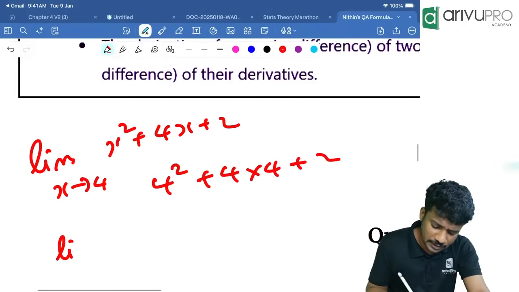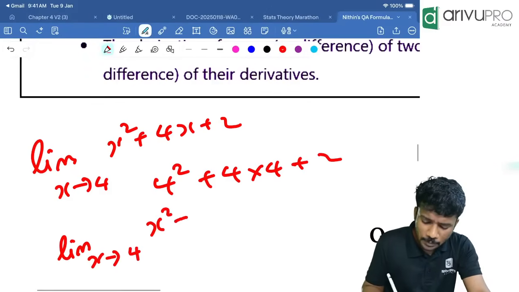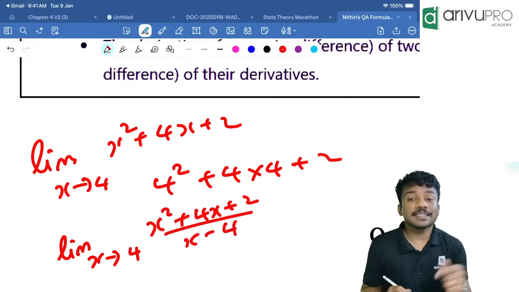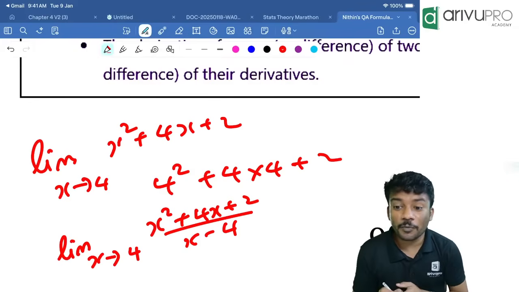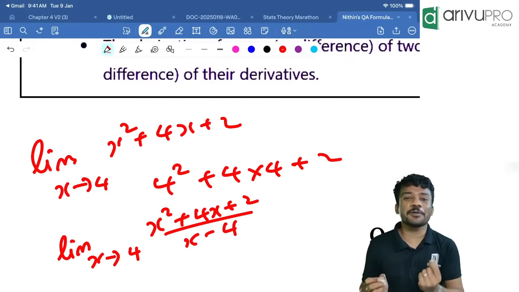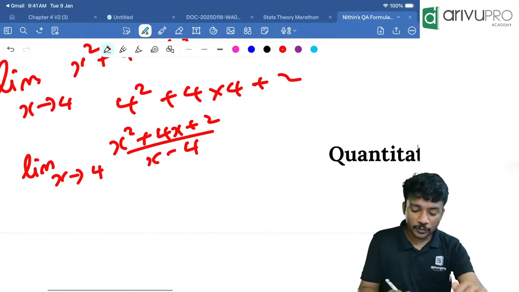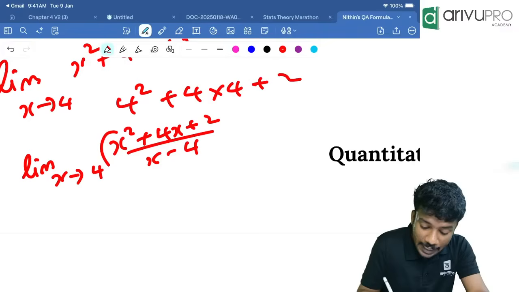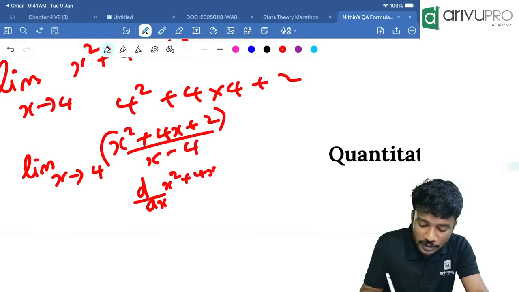What if it is like this? Limit x tends to 4 of x square plus 4x plus 2 divided by x minus 4. Then you can't directly put 4, because if you put 4 over here, it will become 4 minus 4, which will become 0 in the denominator. It will become undefined. In that case, you will use L'Hopital's rule. What is L'Hopital's rule? You will take the derivative d by dx of x square plus 4x plus 2.